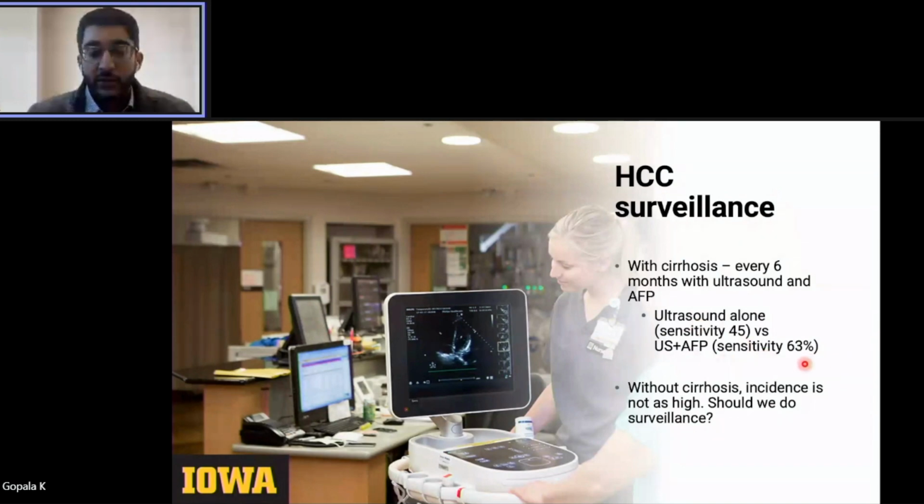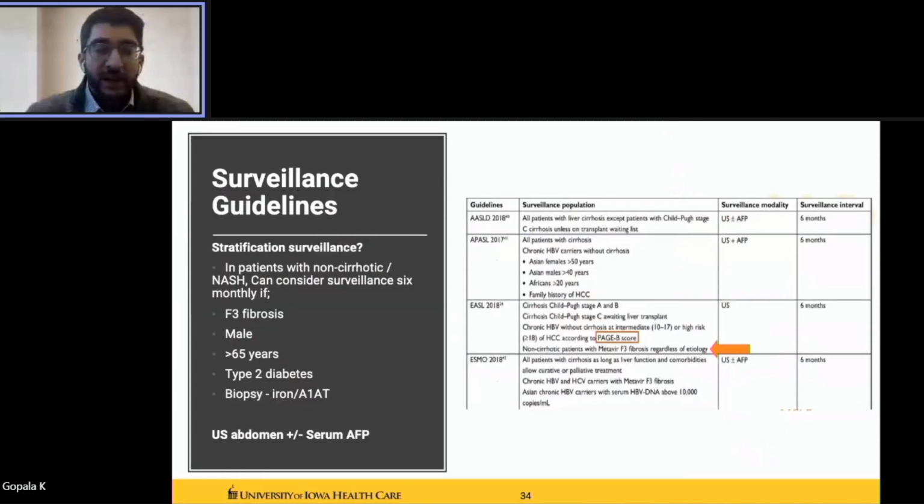What about without cirrhosis, people with NASH and NAFLD? Looking at the guidelines from the different societies, generally it wasn't really recommended, but in the EASL recommendations for 2018, in patients according to the PAGE-B score, which was basically a calculator that showed platelets, age, gender, hepatitis B, or patients with F3 fibrosis, we can screen, or we would consider to screen.